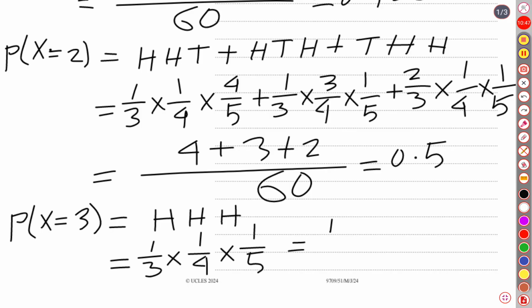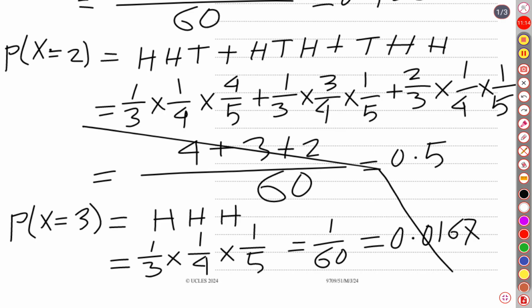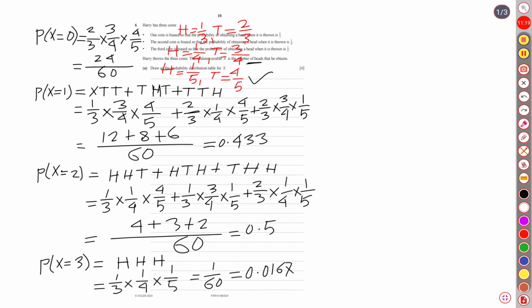Ultimately it is going to be 1 over 60. If we divide 1 by 60, it is going to be 0.0167. So 0.0167 is the probability of obtaining three heads. Now we will have to write the final answer. All these probabilities should be summed up. These were the cases for all probabilities.